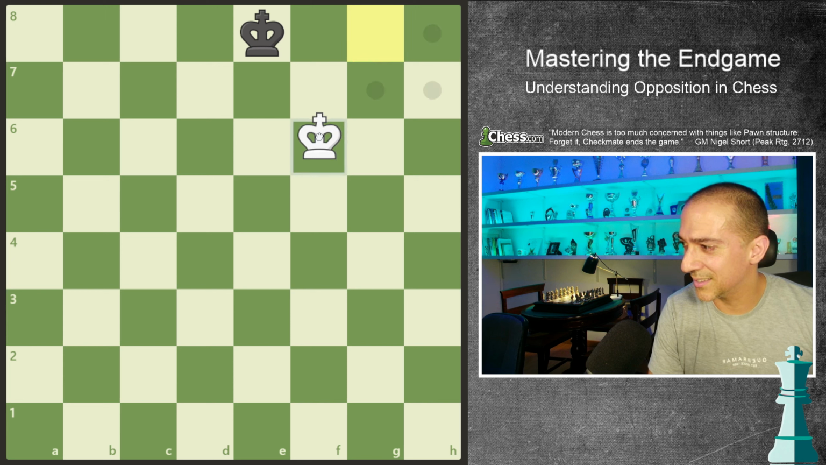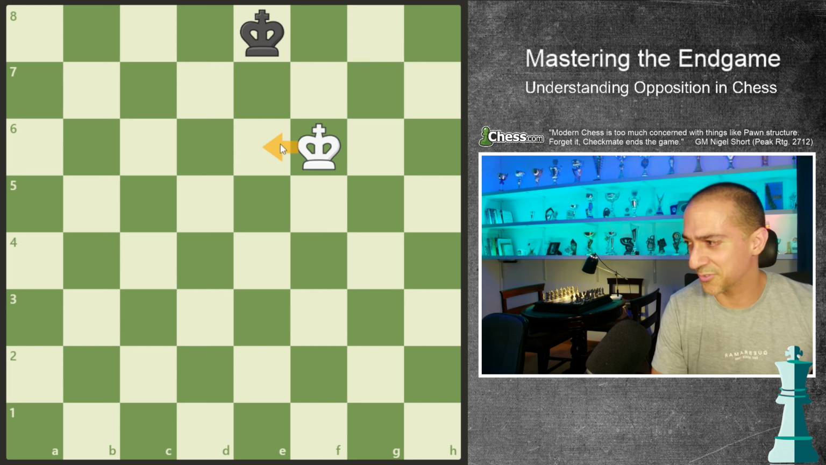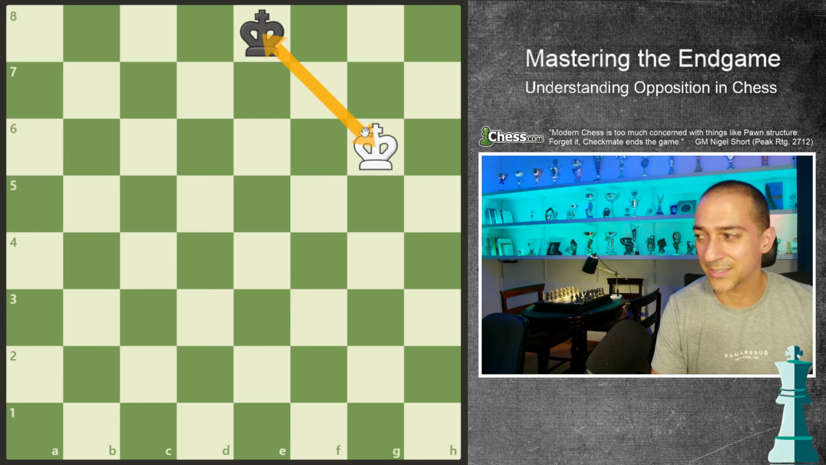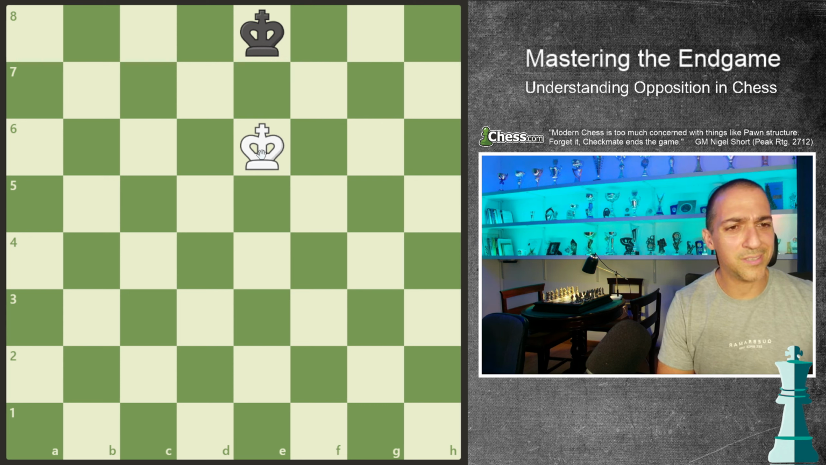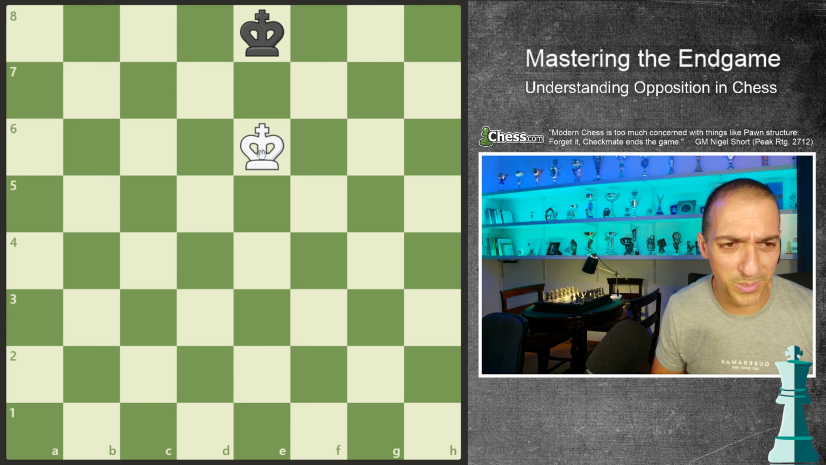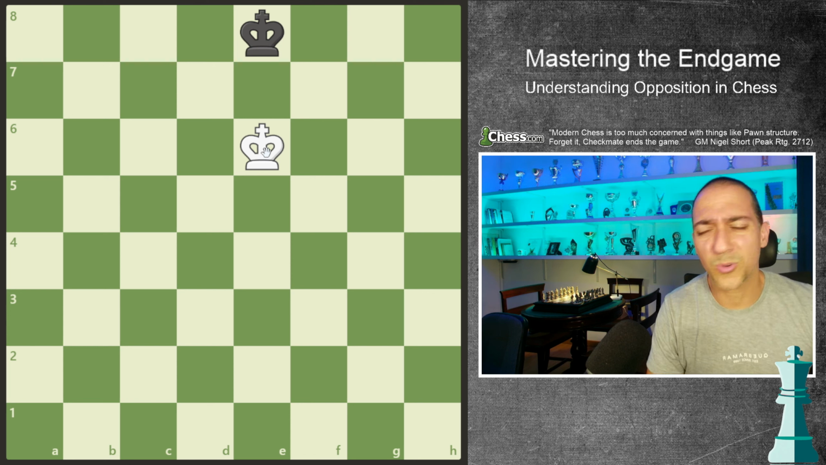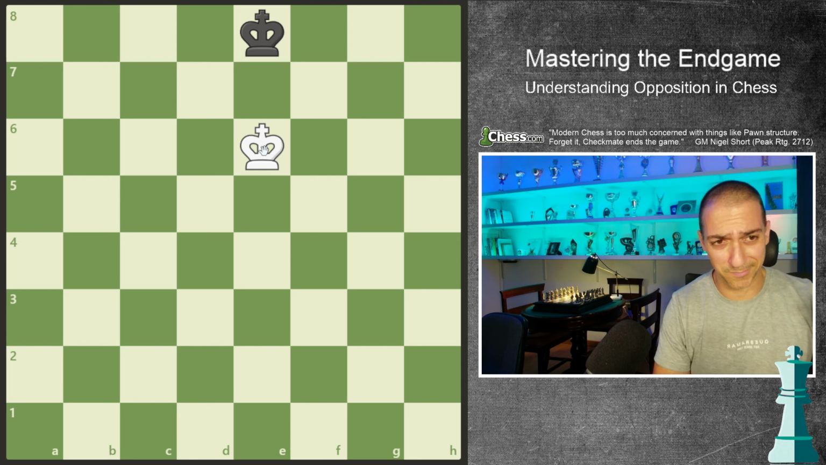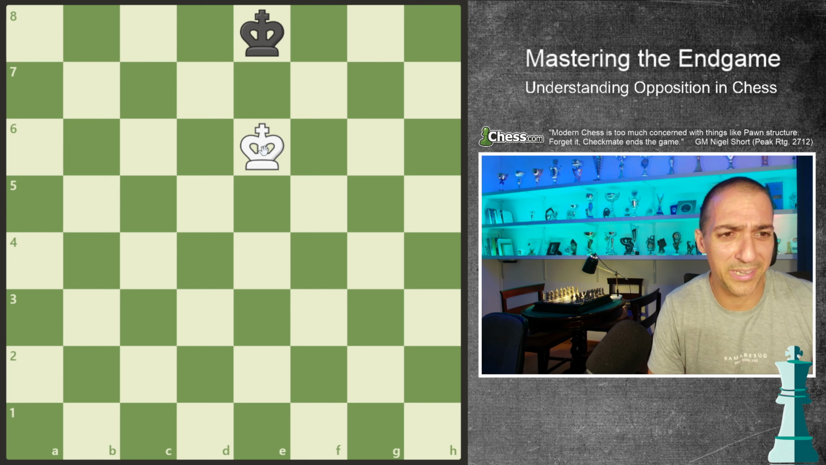Another example is, for example, if I had the king here, of course, this is an idea, but this is a diagonal opposition. Oh, okay, this is easy. Direct opposition, the number of squares between the kings isn't paired. Great. What about if the king is far away?